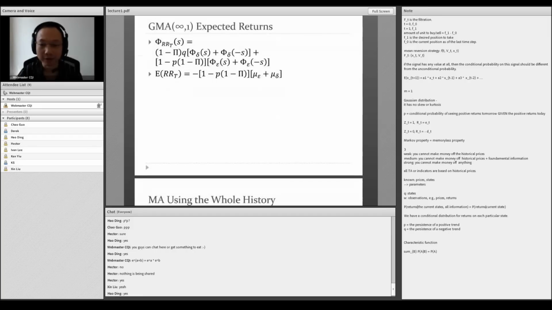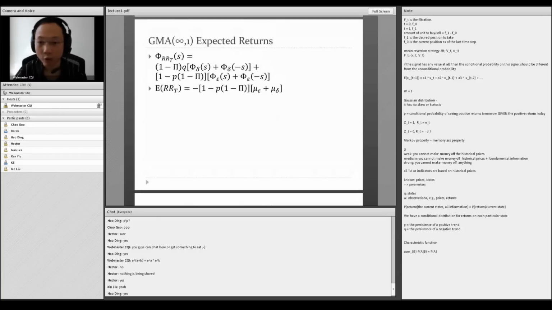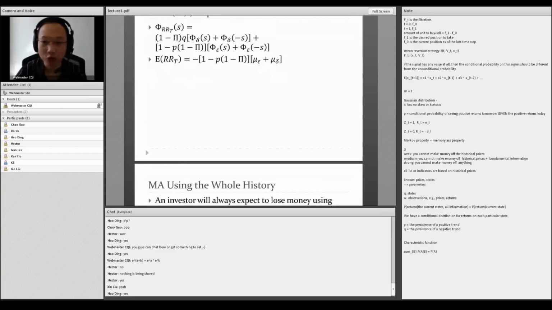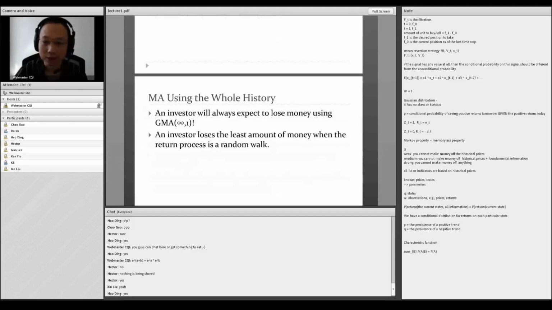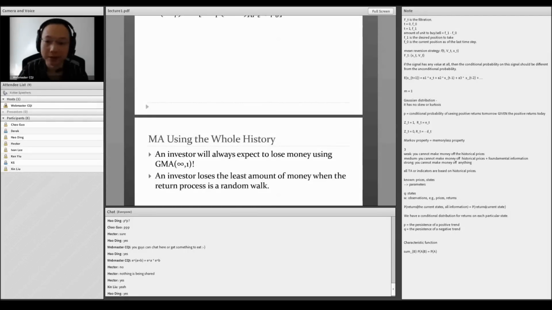Now this is very contradictory to the traditional wisdom, right? Because the traditional wisdom tells you the more information that you use, the better judgment that you make. But in fact, when it comes to moving average crossover strategy, it's exactly the opposite. The less information that you use, say when n equals 2, the more money that you make. In fact, GMA21 can have some positive return under certain conditions, but GMA infinity 1 will always get you negative expectation.